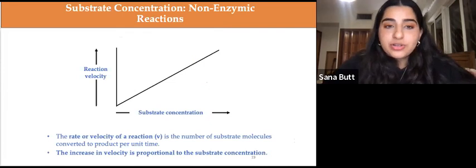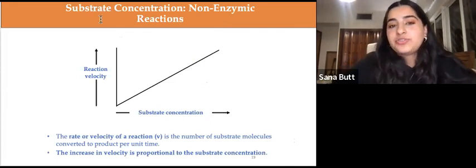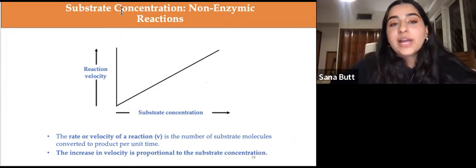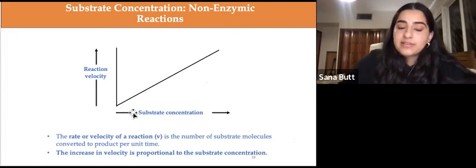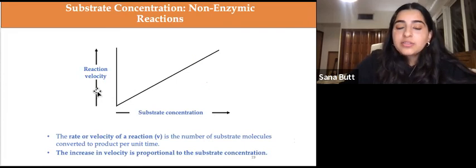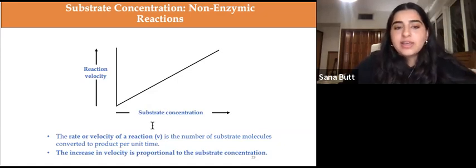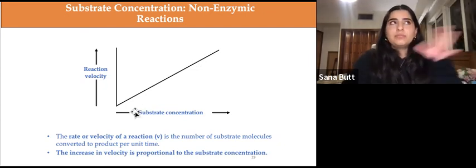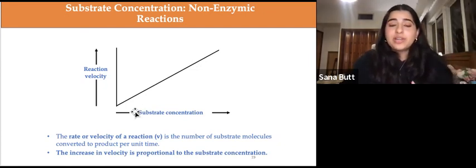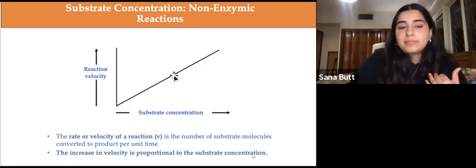All right, and then the third graph that we talk about is substrate concentration. So if this was a reaction without an enzyme, we would expect that as the substrate concentration increases, the reaction velocity would also increase in a proportional manner. So here it says the rate of velocity of a reaction is the number of substrate molecules converted to product per unit time. The increase in velocity is proportional to the substrate concentration. So as you get more substrates into the mix, you can expect more reactions to occur. So this would just be common sense.